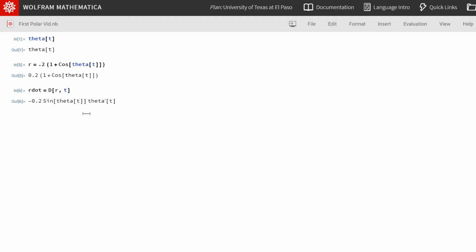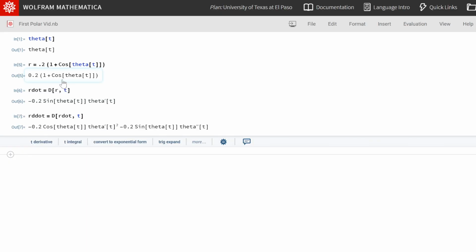So our r double dot is going to be the next derivative, or just equals d of r dot with respect to t. Now let's see what that gives us. All right, so this is our r dot and our r double dot equations. And then if we want to figure out what these values are, we can start plugging stuff in.